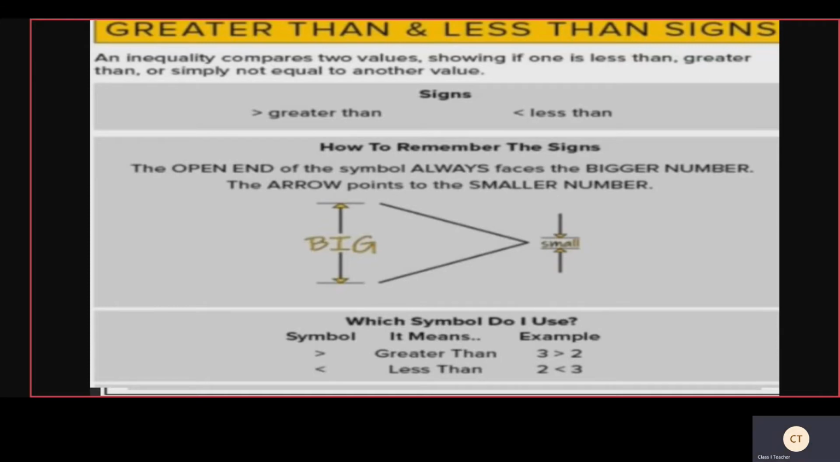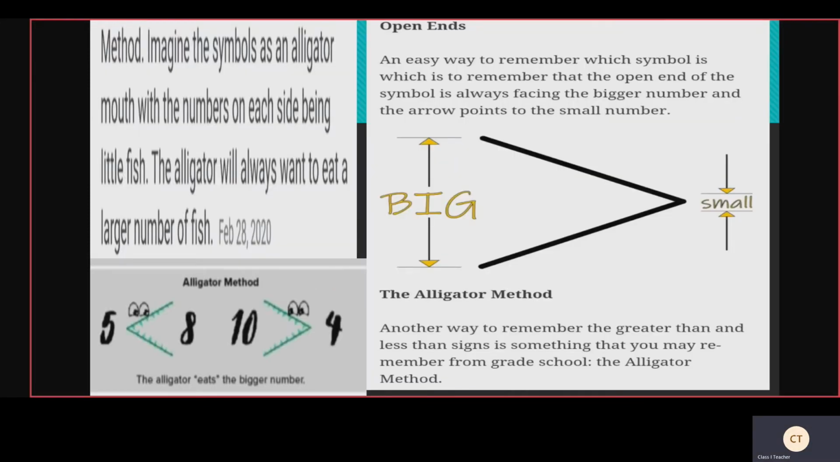Is it clear children? And next one, here is a method, children, look here. Method, imagine the symbol as an alligator, that means crocodile, children. Okay, mouth with the numbers on each side being little fish. The alligator will always want to eat a larger number of fish. Okay? Now look here children.